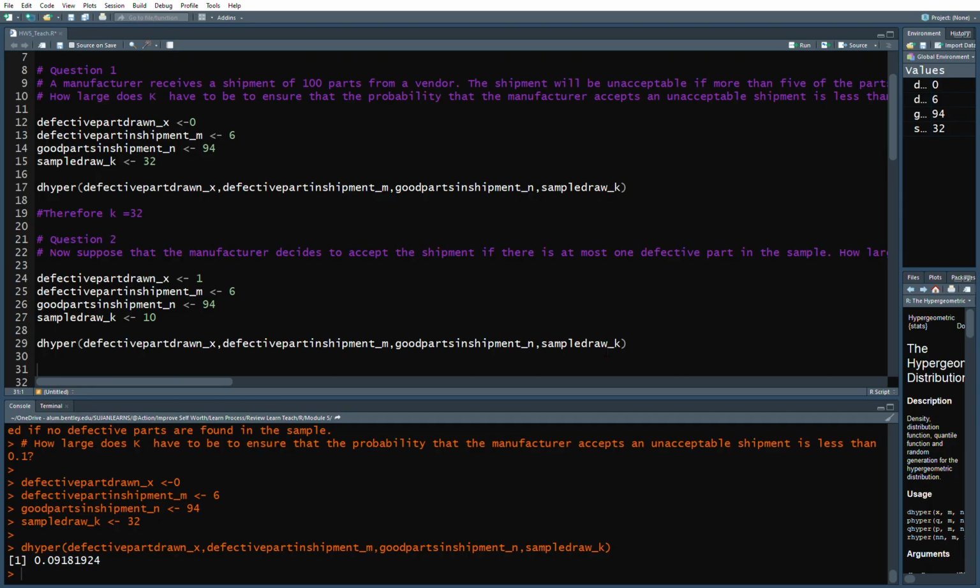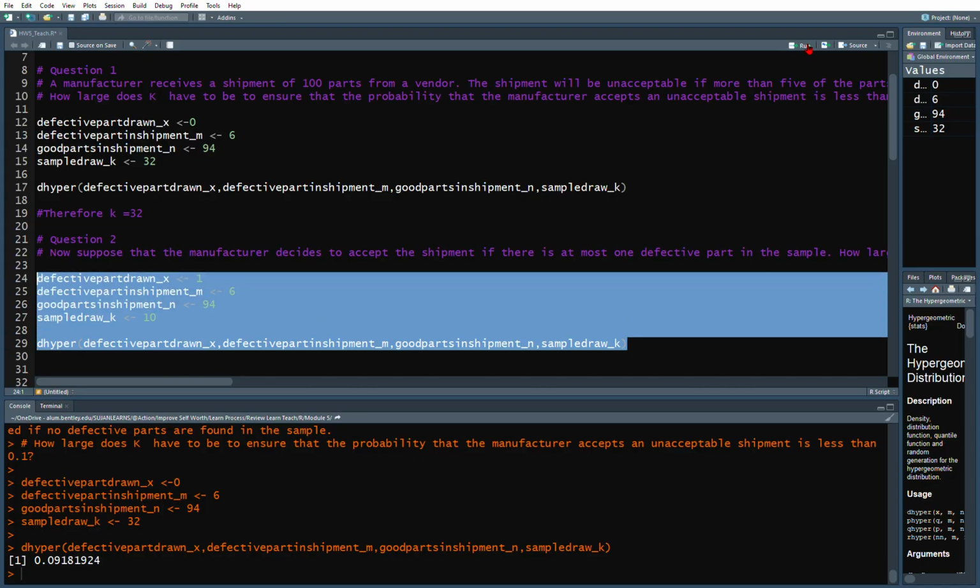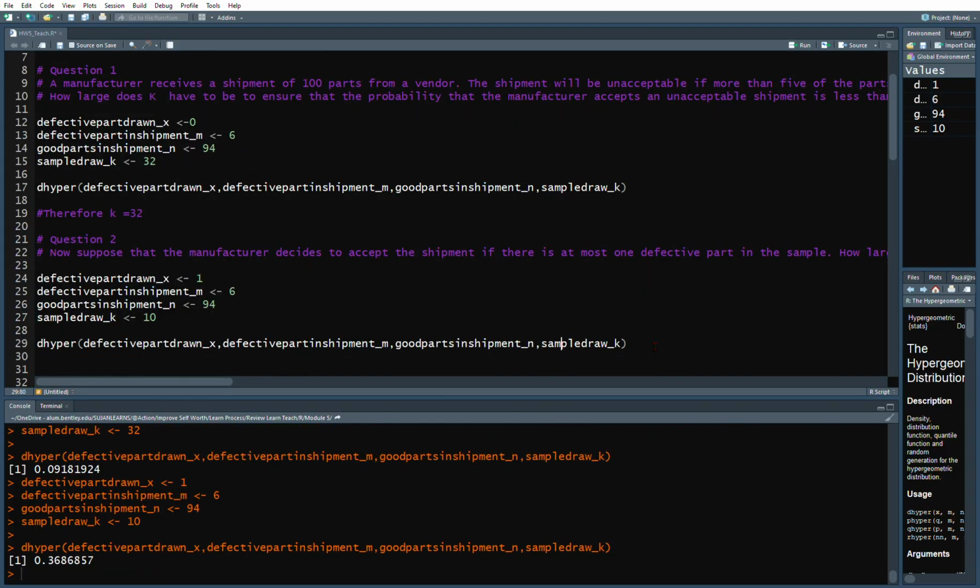First thing first, we'll run this and see what we get. This is the probability of drawing one defective part from a sample. This is good. Now the second part is we need to find a quantile of this.